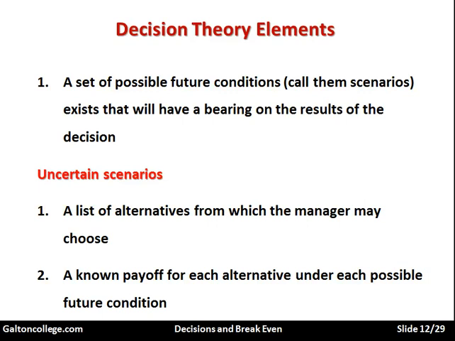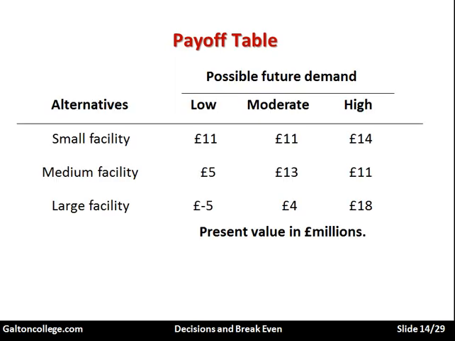Let's see how it may work in practice, or let's see how the theory suggests that we could make decisions under these circumstances. First of all, we have what's known as a payoff table. This is simply a set of results, a set of outcomes that can be imagined in future alternative scenarios. So for example, let's say the alternatives in the future are low, moderate and high sales. And then we have the alternatives: a small factory, a medium-sized factory or a large factory.